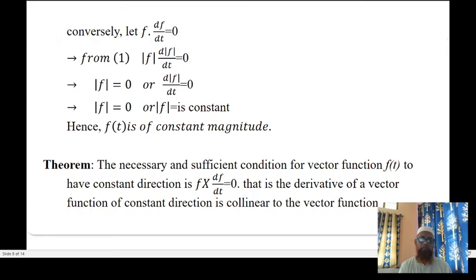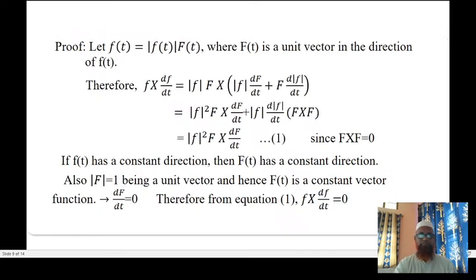Next theorem: the necessary and sufficient condition for a vector function f of t to have constant direction is f cross df by dt equal to 0. That is, the derivative of a vector function of constant direction is collinear to the vector function. Proof: let f of t equal mod f of t into capital F of t, where capital F of t is a unit vector in the direction of f of t.